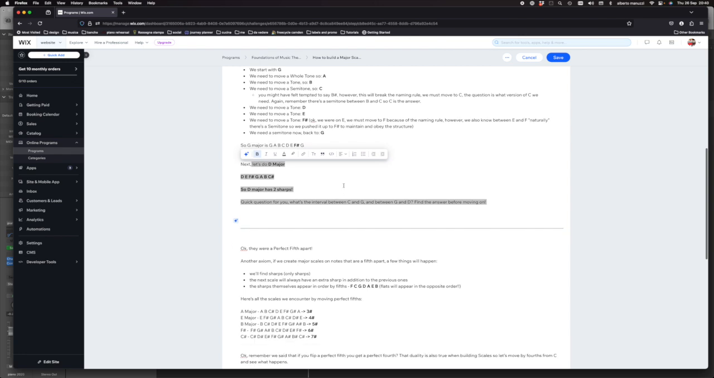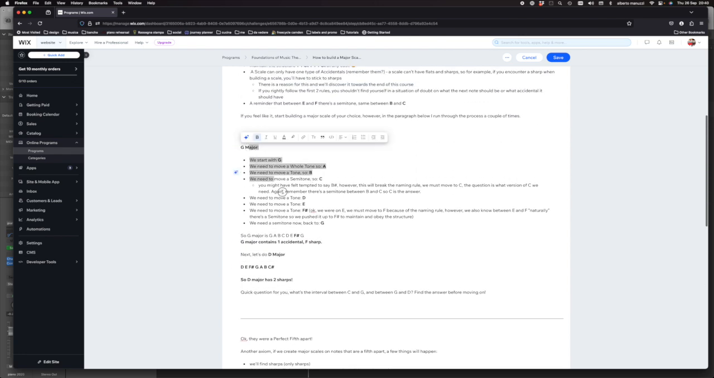Okay, so we also discover that G has 1 accidental, 1 sharp, F sharp. Now, could we have used flats here? Let's see. G, the tonic, right? We need the whole tone to A, and there is a whole tone to A. Great. Then we need the whole tone to the 3rd degree, B, A to B, there's a tone. Then we need a semitone to the 4th, and between B and C there is indeed a semitone.